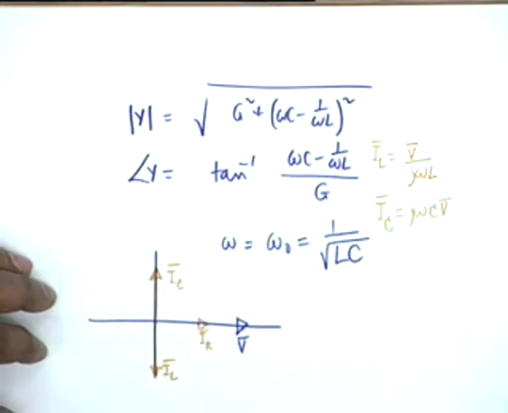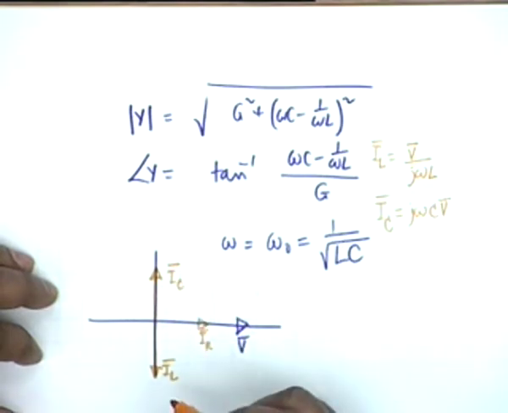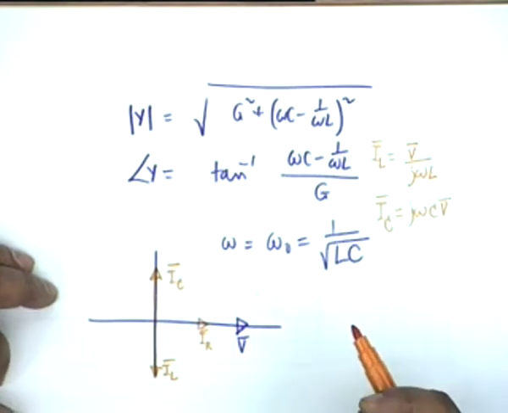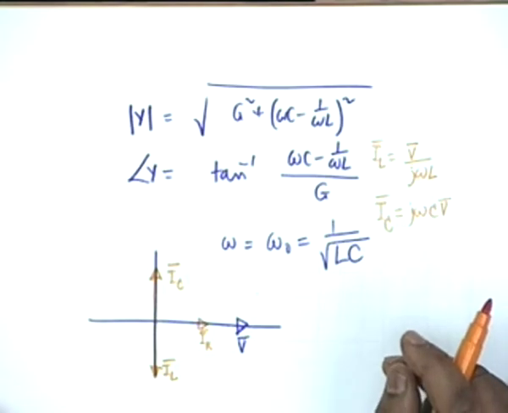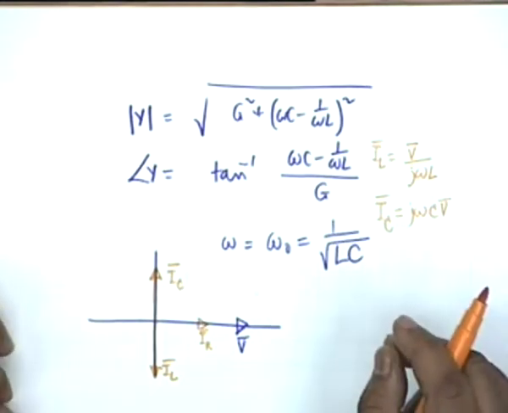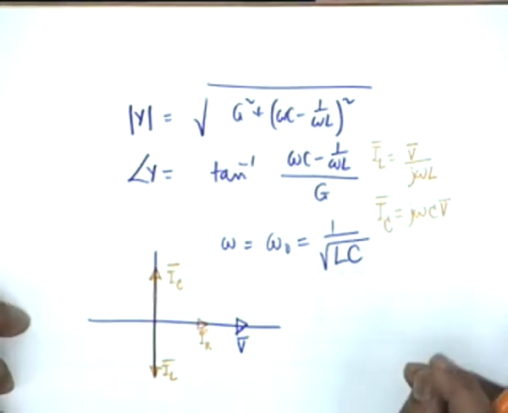This will be I sub C, and the figure that I have drawn now represents the resonance condition in which I sub L and I sub C are equal and opposite to each other, they cancel each other, and therefore the total current in the circuit is equal to the current in the resistor, which is simply the ratio of the voltage phasor to the resistance. And this resonance, because of the parallel connection of the elements, is called parallel resonance, as opposed to series resonance in a series connection of R, L and C.